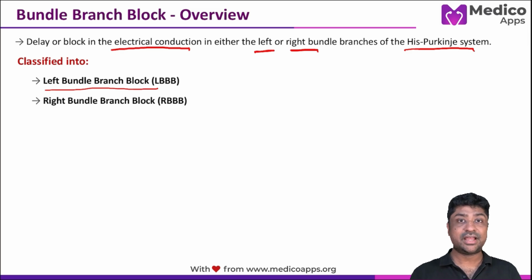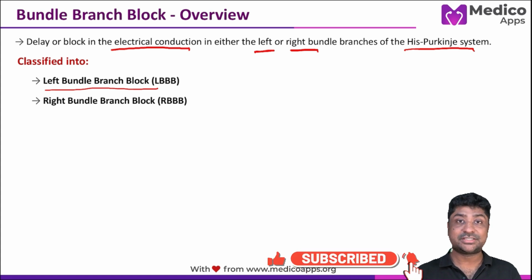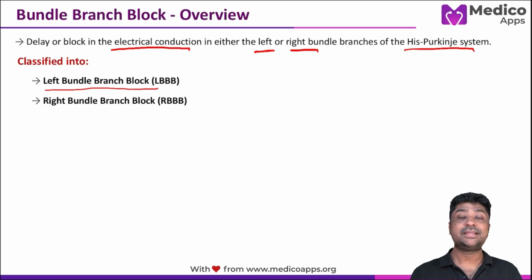Next, we have the right bundle branch block, or RBBB. Here, the conduction delay is on the right side, so the right ventricle receives the impulse after the left. This again disrupts normal ventricular coordination, but in a different pattern.